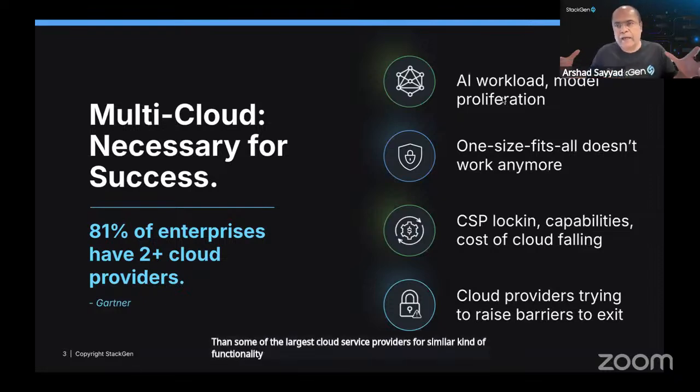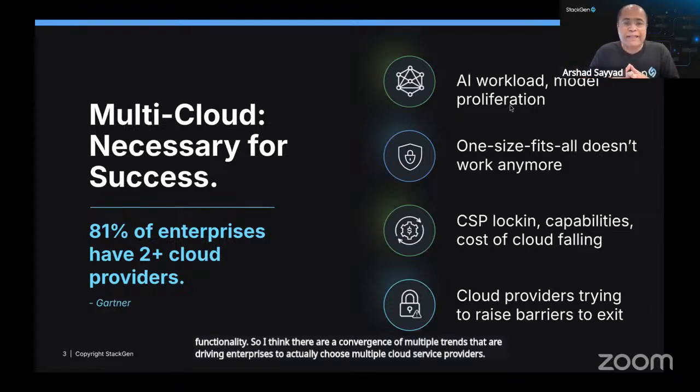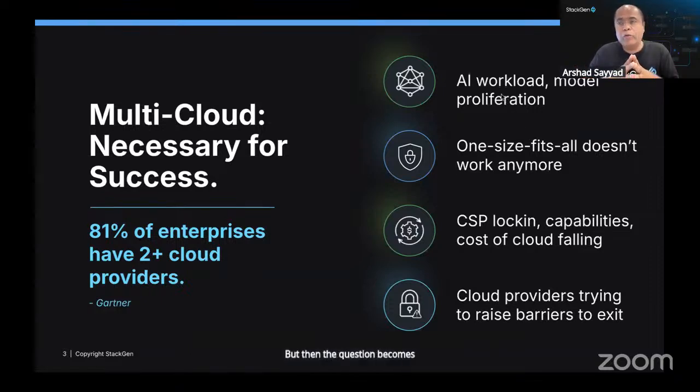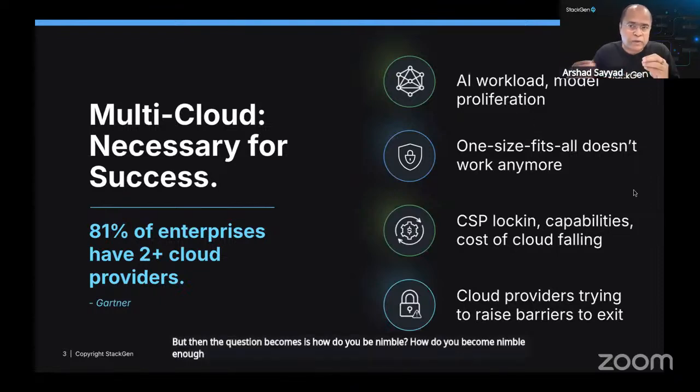So I think there is a convergence of multiple trends that are driving enterprises to actually choose multiple cloud service providers. But then the question becomes, how do you be nimble? How do you become nimble enough to move your enterprise workloads across different clouds? So Aruna, if you could go to the next slide, please.